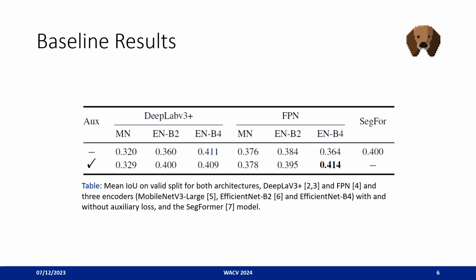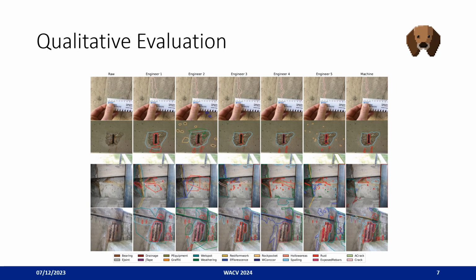Then we also analyzed if an auxiliary loss is beneficial for performance or not, which is depicted by the check mark in the most left column. The best performance was obtained by the feature pyramid network in combination with the EfficientNetB4 encoder, resulting in a mean intersection over union of 0.41. For qualitative evaluation, we asked 5 civil engineers to annotate 4 representative images from dacl10k.